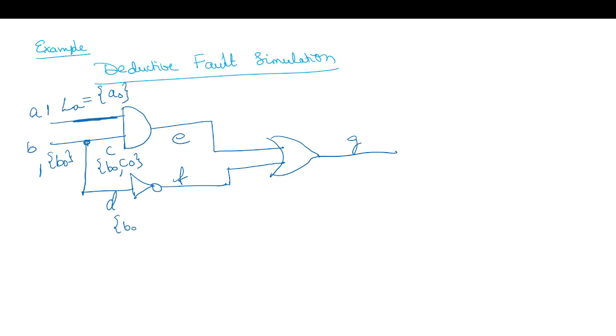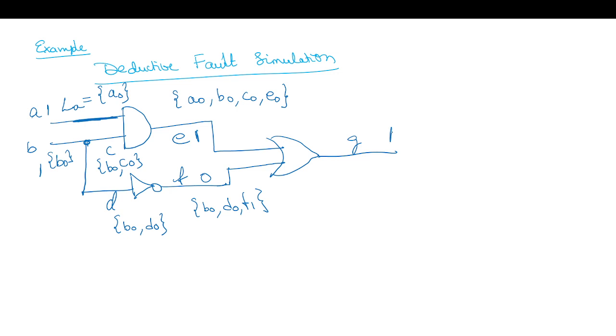And here, both D. Now, this is 0. That means B0, D0, F1 can be detected. At this node, both are 1, 1, which are non-controlling. So we will get a union of both. That means A0, B0, C0, E0. Not 0, E is going to be 1. So stuck at 0 can be detected.